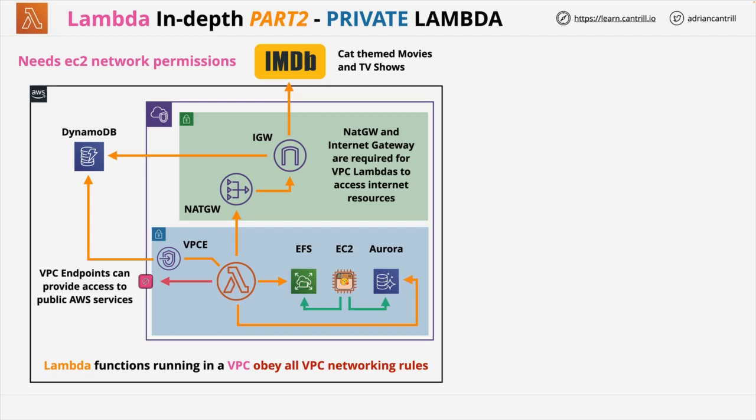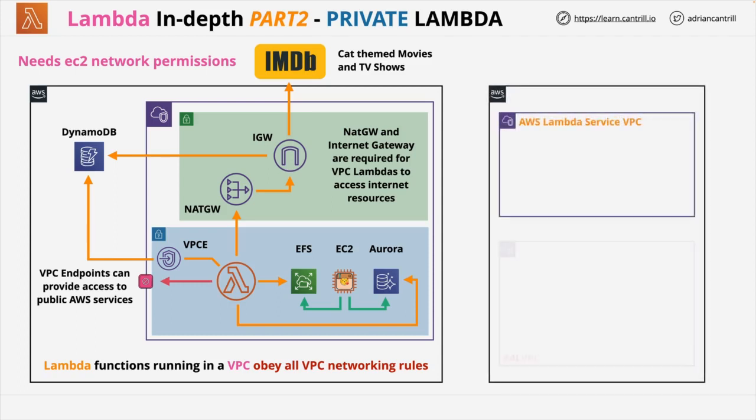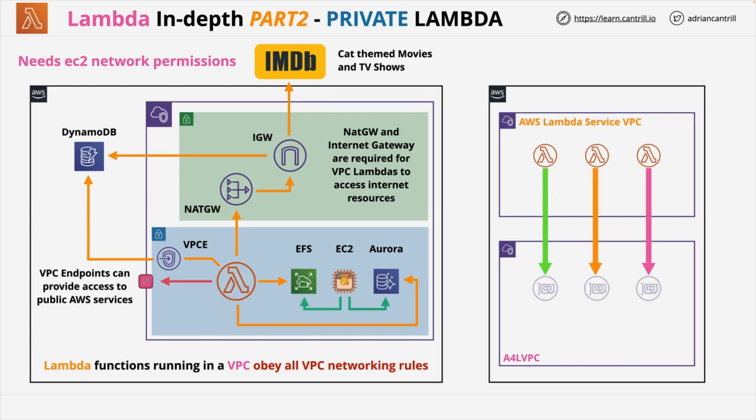VPC-based Lambda functions don't actually run within your VPC. The way they work is similar to Fargate. So we have AWS, and there's a Lambda service VPC and a customer VPC. Now let's keep things simple and say that we only have 3 Lambda functions. Now, the way that this historically worked is that each of these Lambda functions, when invoked, would create an elastic network interface within the customer VPC, and traffic would flow between this service VPC and the customer VPC.